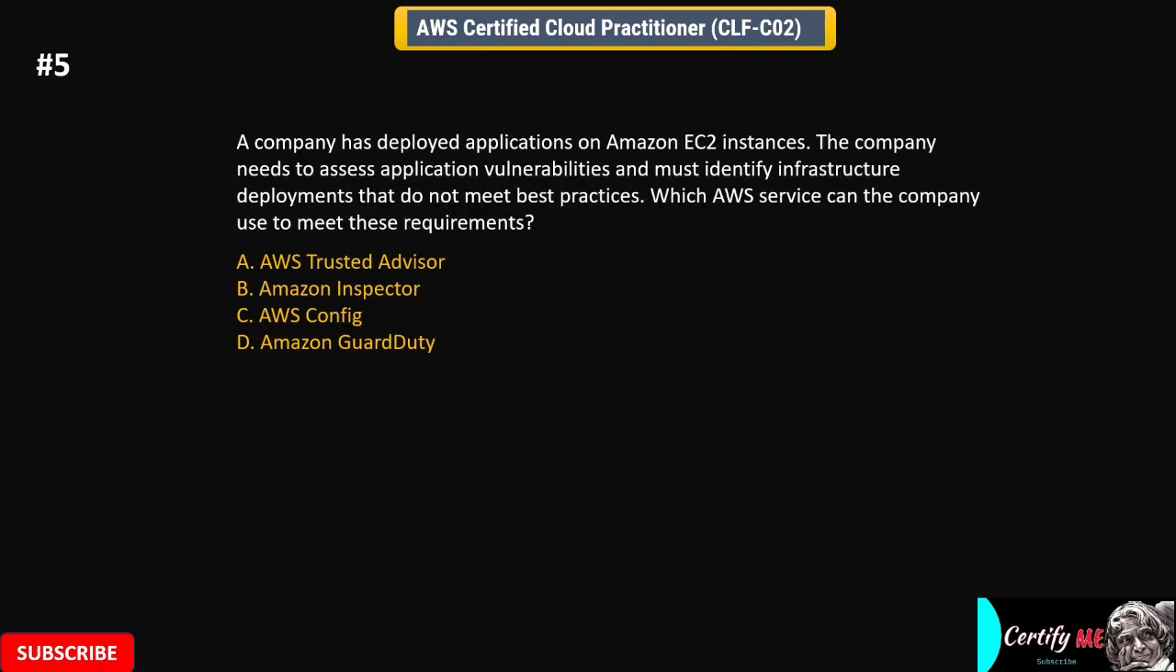Next question. A company has deployed applications on Amazon EC2 instances. The company needs to assess application vulnerabilities and must identify infrastructure deployments that do not meet best practices. Which AWS service can the company use to meet these requirements? The options are: option A, AWS Trusted Advisor; option B, Amazon Inspector; option C, AWS Config; option D, Amazon GuardDuty. The correct answer is option B, Amazon Inspector.